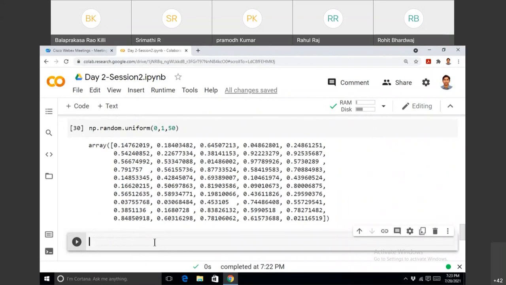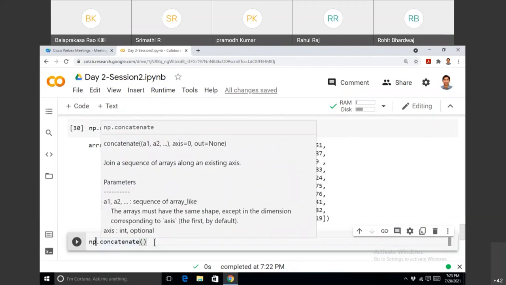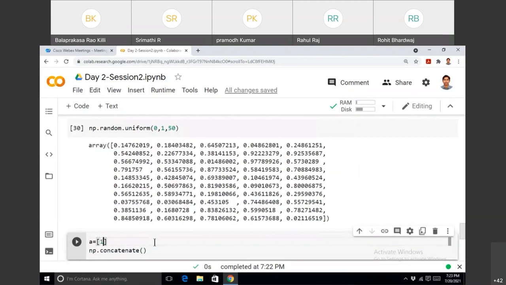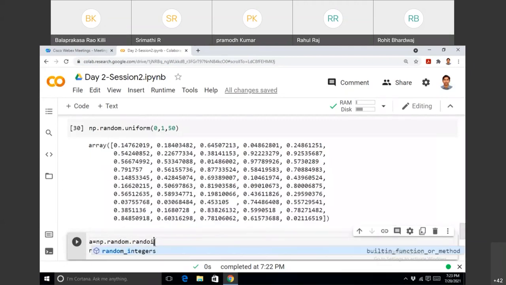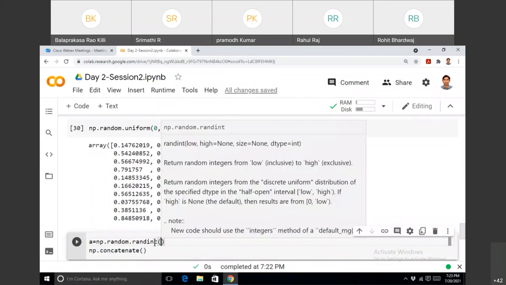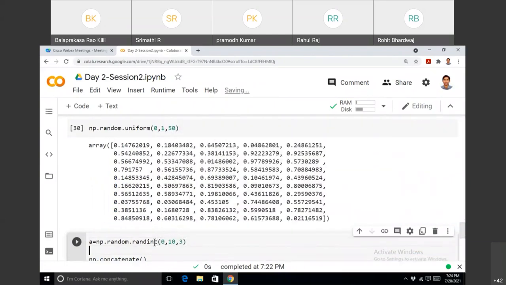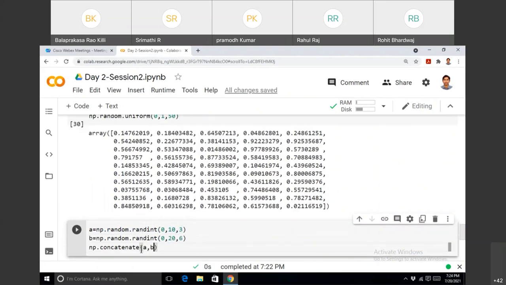Similarly, you can combine two arrays. So we have seen that plus will not work for concatenation. Suppose if you have two arrays and you want to concatenate, there is a command called np.concatenate. You can try np.concatenate. Let me define a with np.random.randint, 0 to 10, three numbers. b equals the same thing, 0 to 20, six numbers. Now I want to concatenate a comma b. I will simply give a comma b.